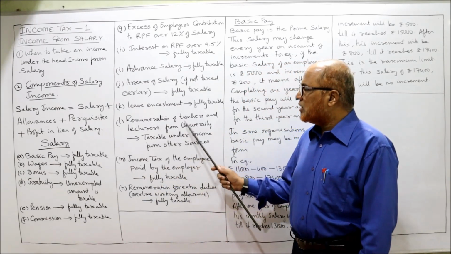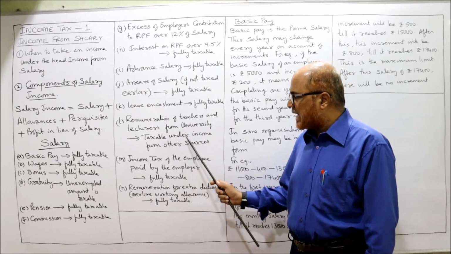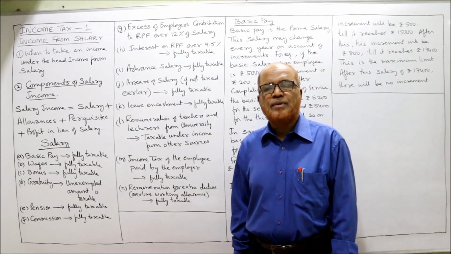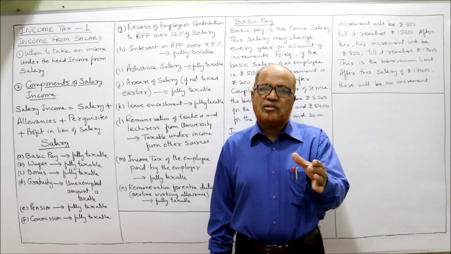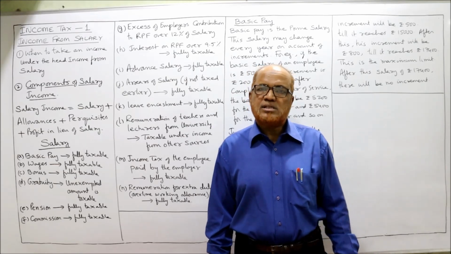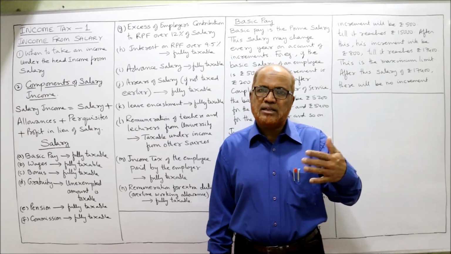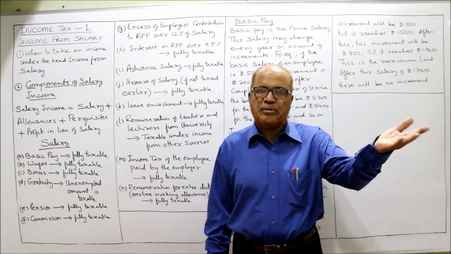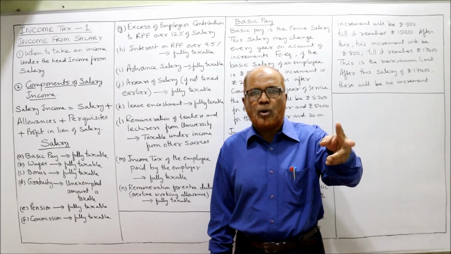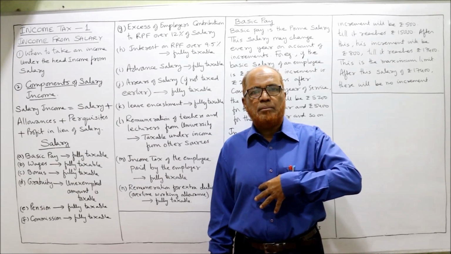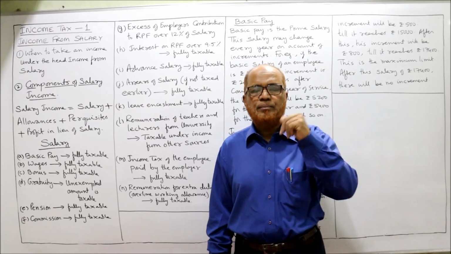Next one is remuneration of teachers and lecturers from a university, taxable under income from other sources. See here, teachers and lecturers are employees. Suppose I am a lecturer of XYZ college. Monthly I am getting the salary from my employer, the college. So there is an employer-employee relationship. Salary received by me is taxable under income from salary.